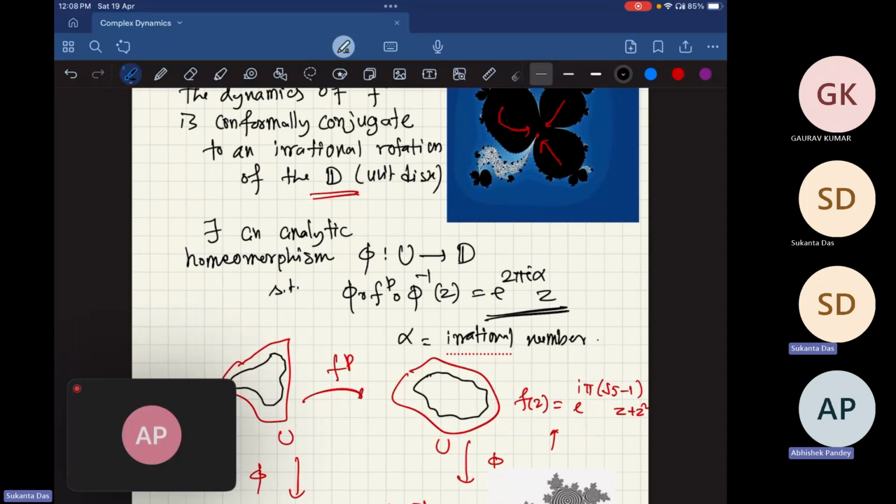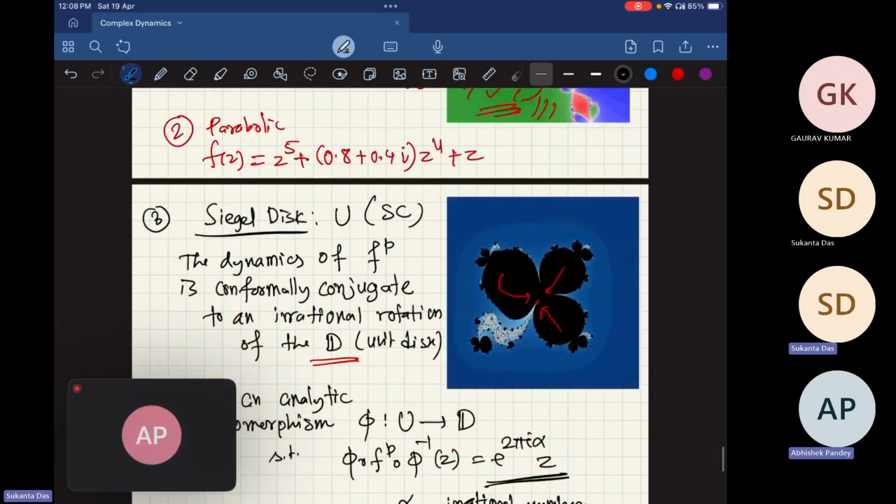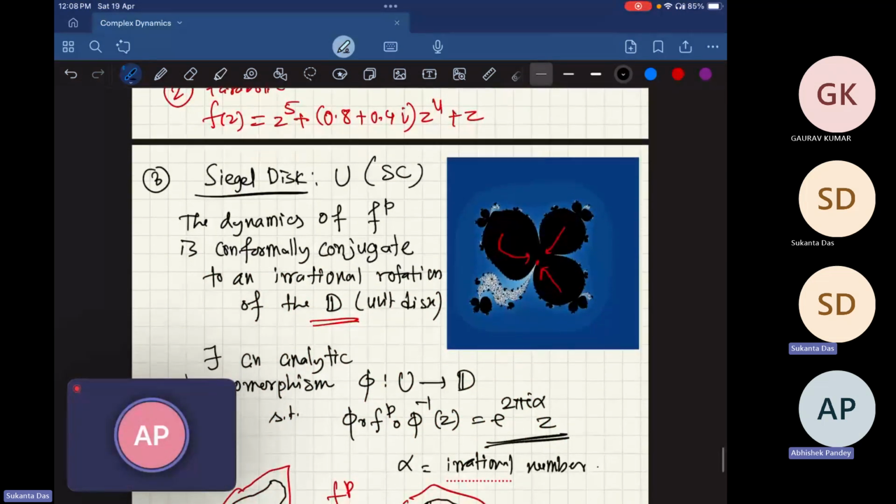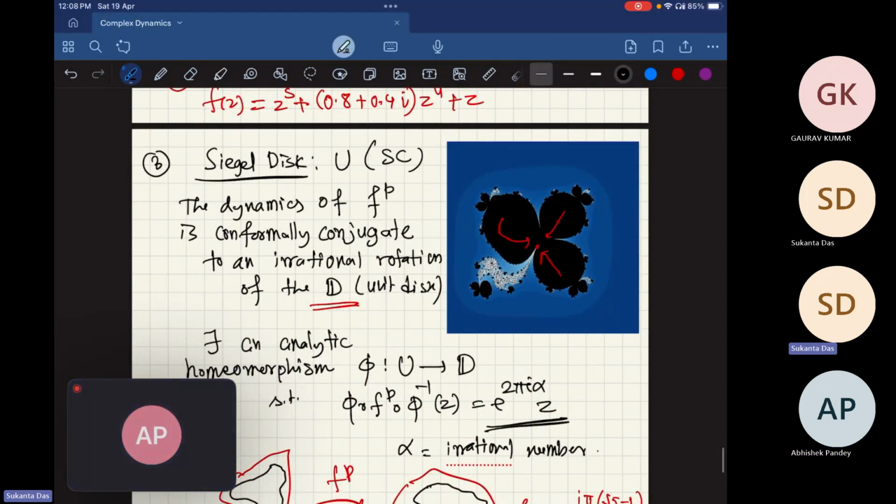Thank you, Sukanta. Do we have any question? Yes. If not, Sukanta, I have a question. Regarding the Siegel disk, can you please go back to the definition? So it is simply connected, basically. Yes, correct. Is there any result regarding the boundary, whether the boundary of a Siegel disk will always be a Jordan curve?